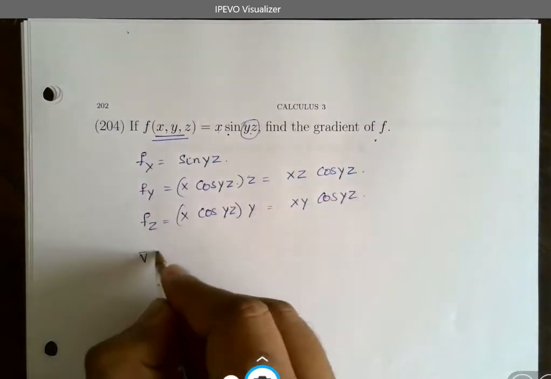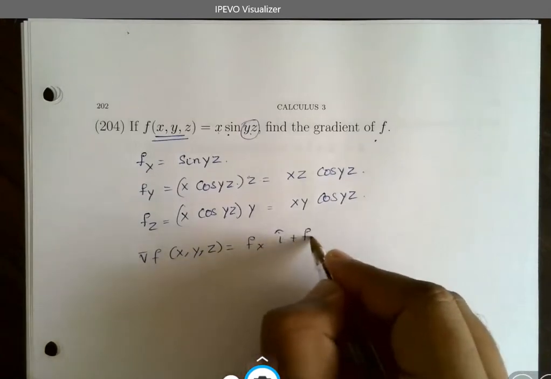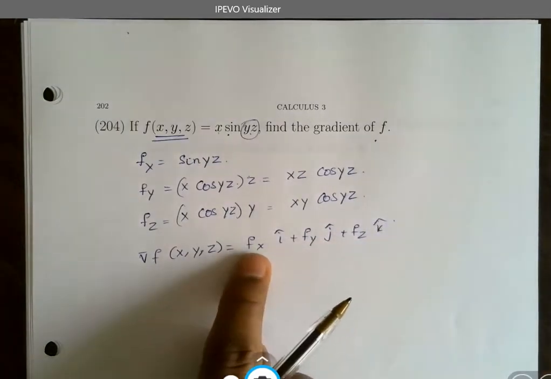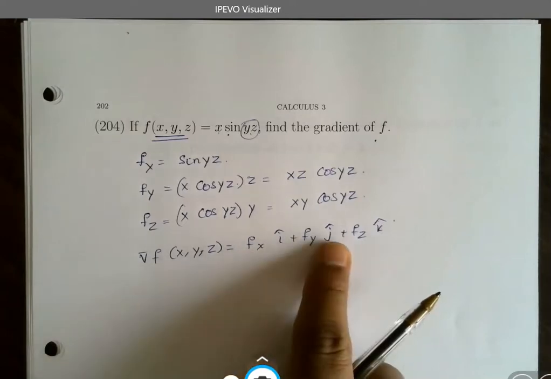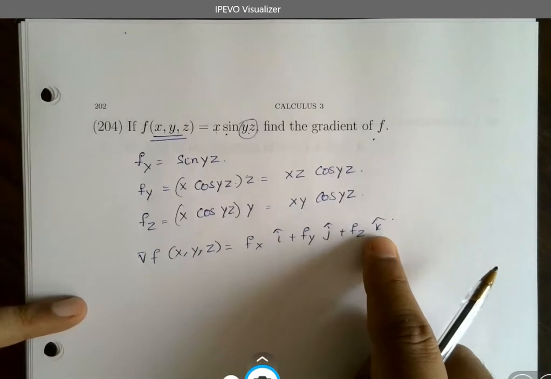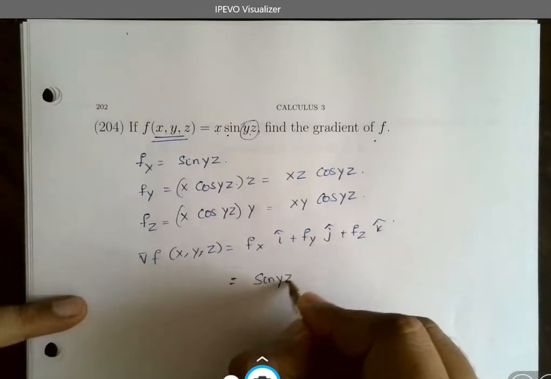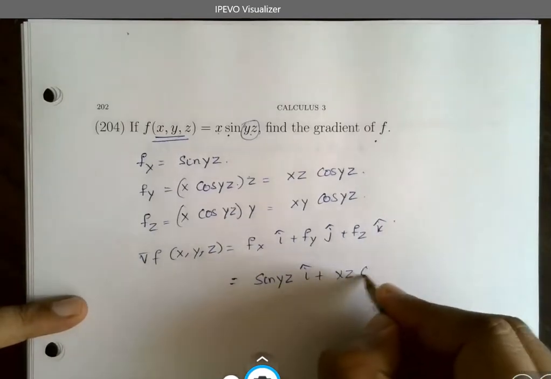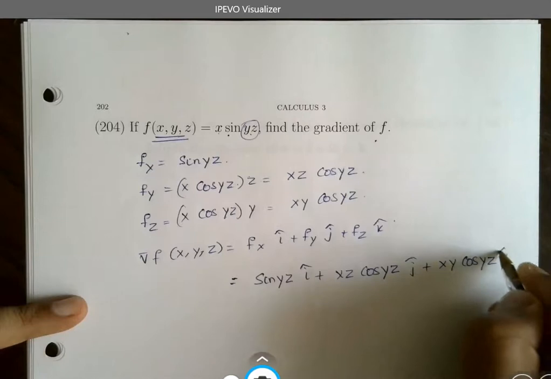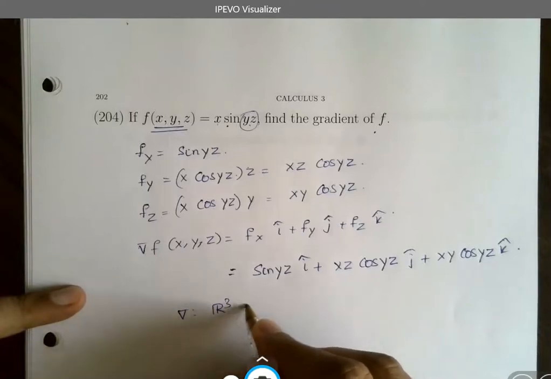So your gradient of the function f at x, y, z is going to be fx i plus fy j plus fz k. And so that means the rate of change along the x-axis is fx. The rate of change along the y-axis is fy. The rate of change of f along the k component, or along the z-axis, is fz. So that's going to be sine yz i plus xz cosine yz j plus xy cosine yz k. So you see, this is a three-dimensional vector. So gradient is a function from R cubed to R cubed.